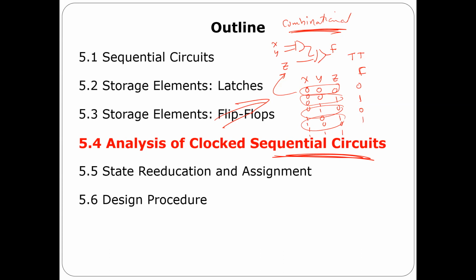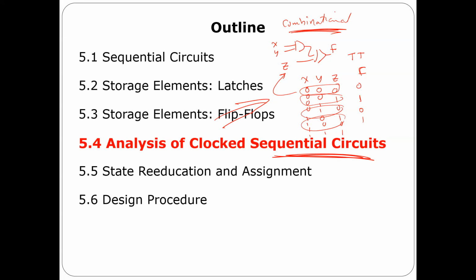Is that okay? I want to do the same thing, but for sequential circuits. But it's not going to be straightforward like this one. Why? Because here the output only depends on the input. For the same input, I'm going to get the same output. But in this case, the output depends on the input and the current state. That means for the same input, maybe I'm going to get 2 different outputs based on the state.